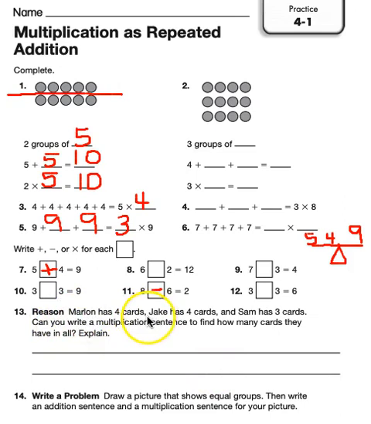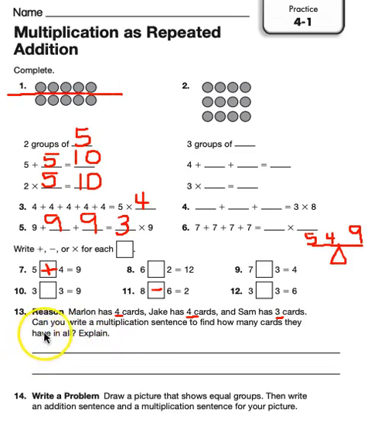Okay, a reasoning problem. Marlon has 4 cards, Jack has 4 cards, and Sam has 3 cards. Can you write a multiplication sentence to find how many cards they have in all? Okay, so here's the 4, and another 4, 3. Oh, okay. I know, because I said it in the last video, but it does hold true, that multiplication, they have to be equal parts.